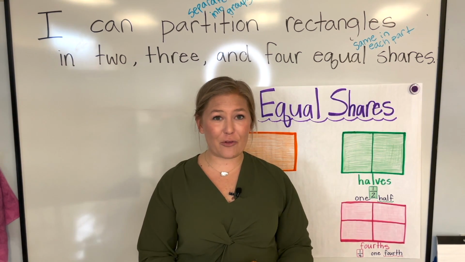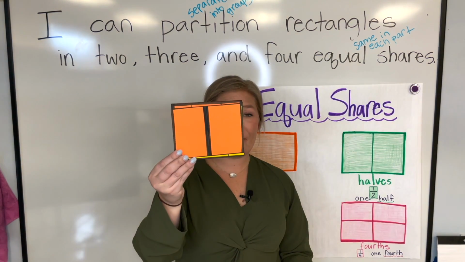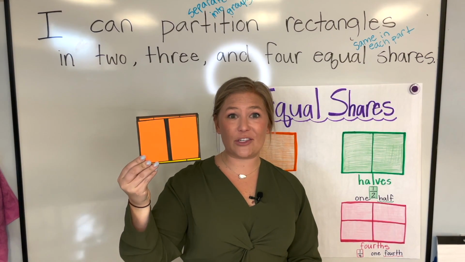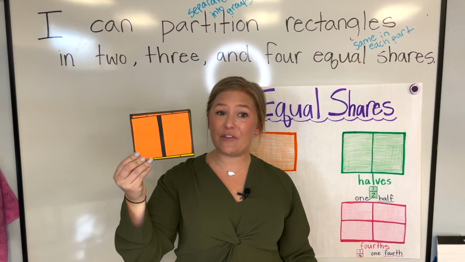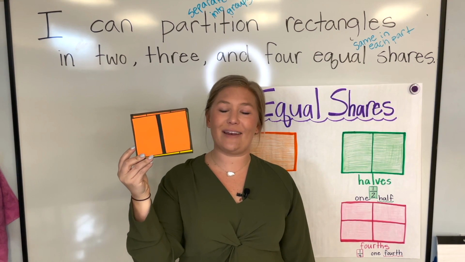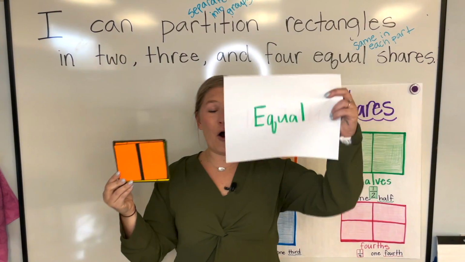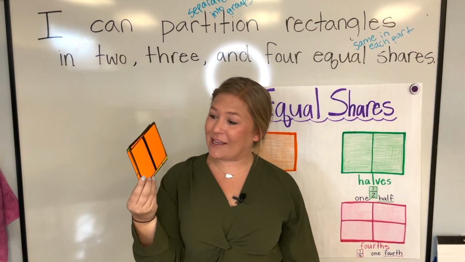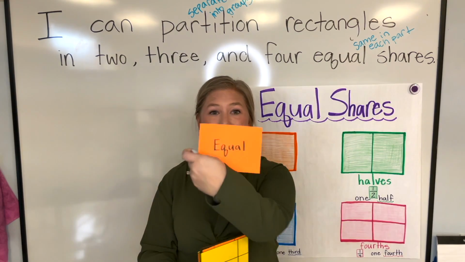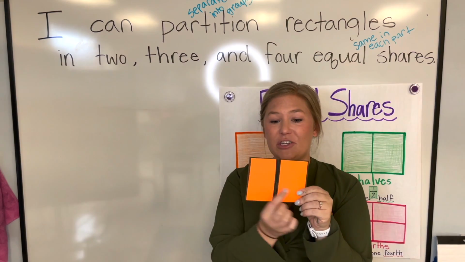So here's our first one. Let's see if you can do it. Is this rectangle partitioned into an equal share? If so, hold up the equal side. If you don't think so, you're going to hold up the not equal side. Hopefully everyone's holding up our equal side because this is partitioned into an equal share.